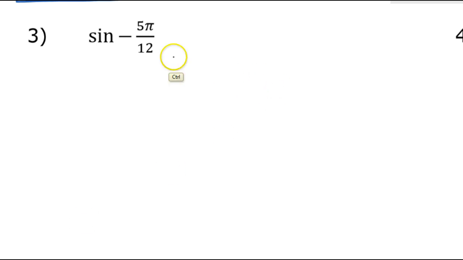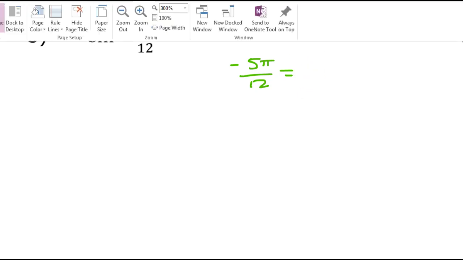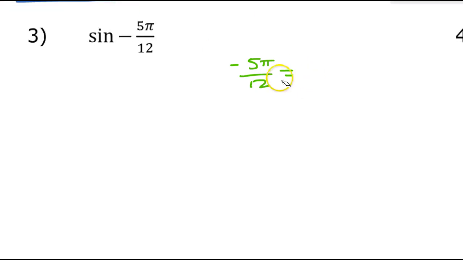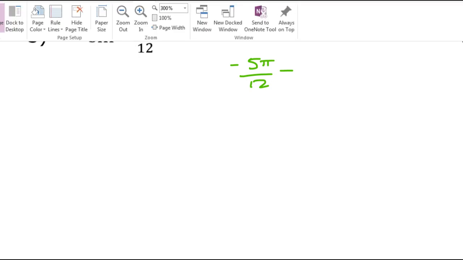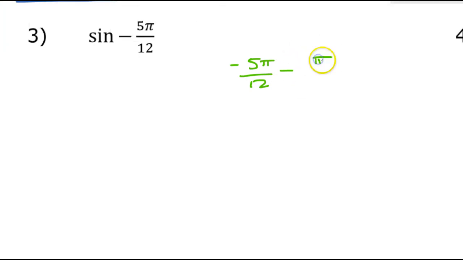Okay, so I have negative 5 pi over 12. And I need to figure out how to split this up into special angles. So I'm going to start by subtracting pi over 4 from both sides and see what happens. So minus pi over 4. Okay, so I'm going to have to multiply by 3. So that would give me negative 8 pi over 12.